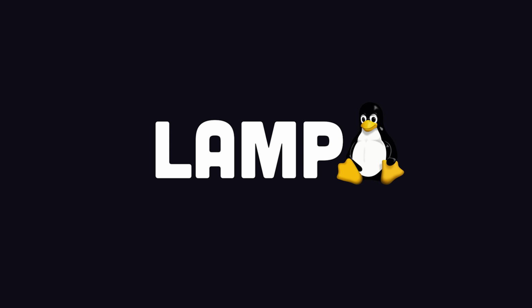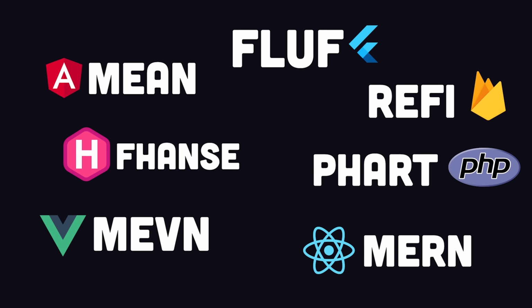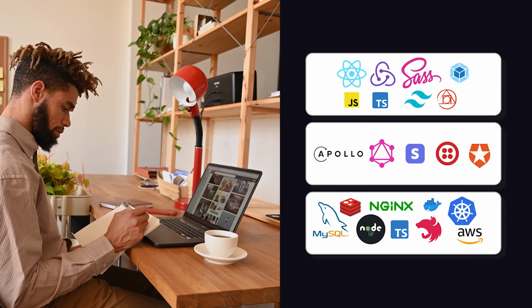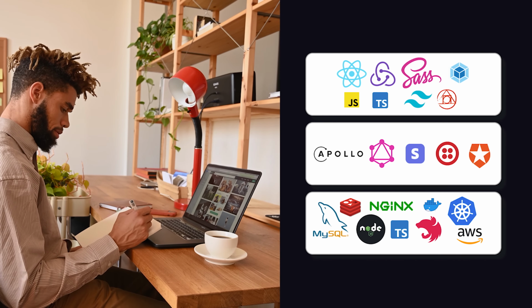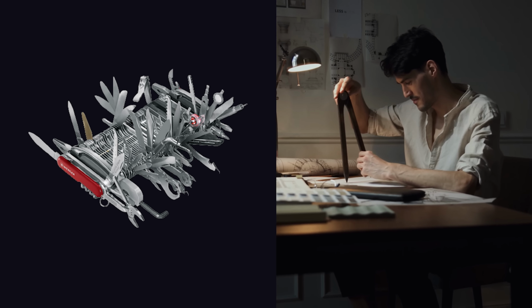We'll look at popular stacks like LAMP, MEAN, MERN, MEVN, FLUFF, REFI, FART, FANCY, and so on. Then we'll architect our own tech stack from scratch and look at the decision-making process for each layer in the stack. By the end of this video, you'll know how to over-engineer a website like a true professional.